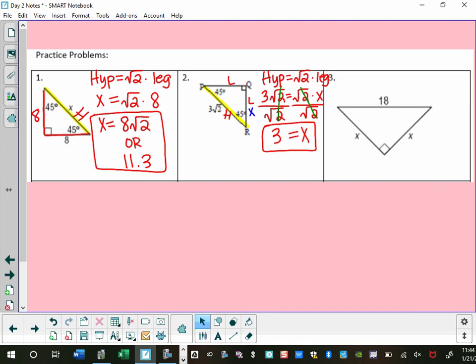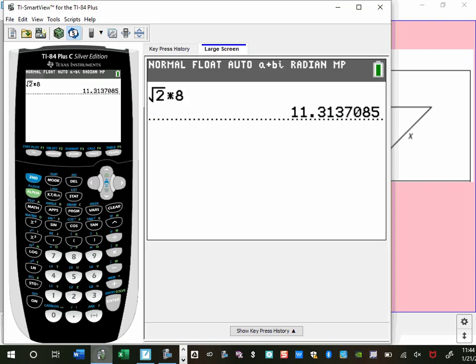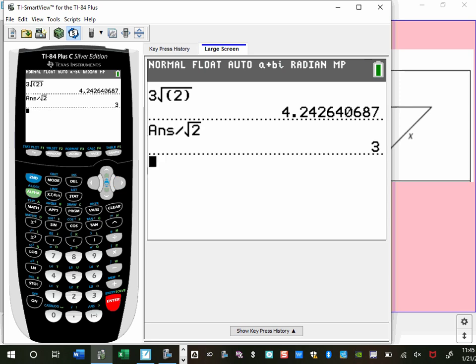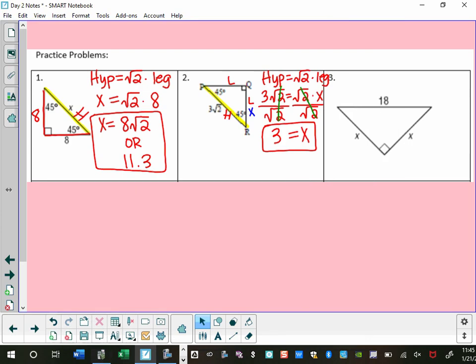If you have your calculator, let's say you just want to type it in just to be sure. It was 3 root 2. Let's type that in. 3 root 2, when I hit enter, whenever I divide, I just hit enter, and then divided by root 2, just like we wrote, your answer is 3. So you can type it in, or if you can tell that you have the same numbers, you can just cancel them out.